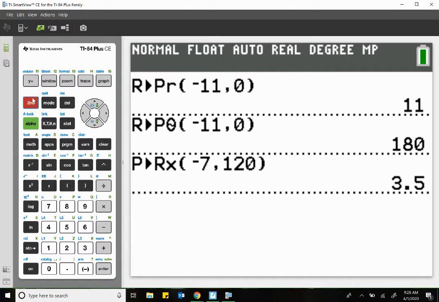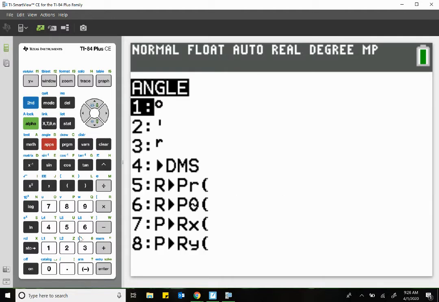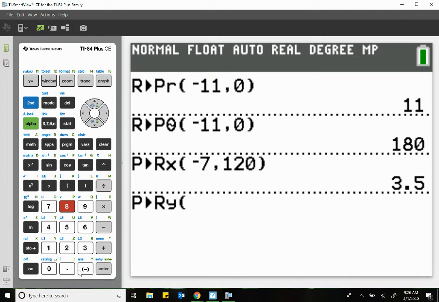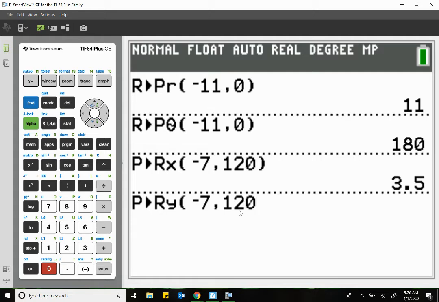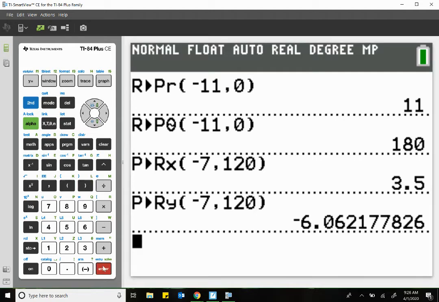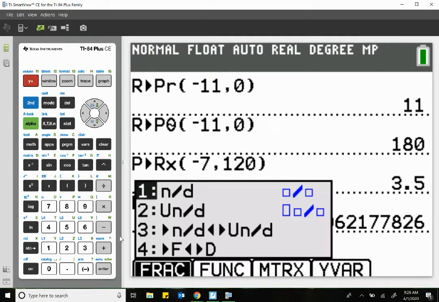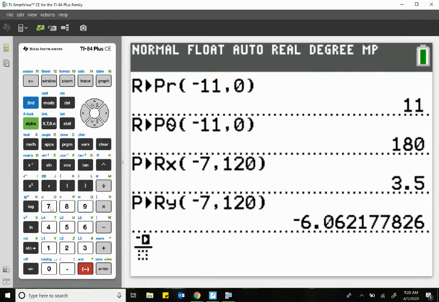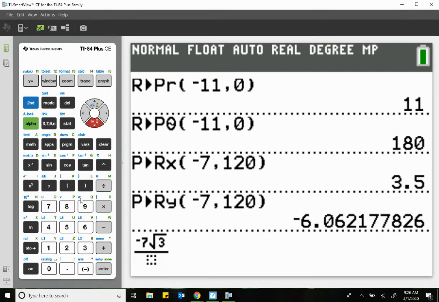So if we hit second apps and we choose number 8, again, if I put that same information in, negative 7, comma, 120, and I don't have to put the degree symbol on it because it already knows we're in degrees. If you were working with radians, I would put this back in radians to deal with it. So like I said, it's going to give you the decimal version of it, which is the same as what we found with the negative 7 square roots of 3 all over 2.